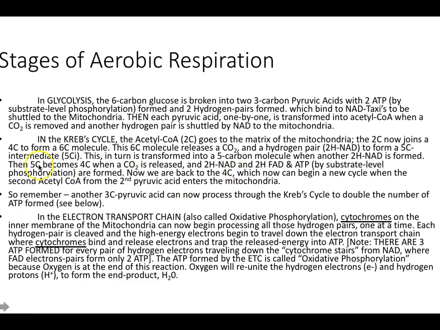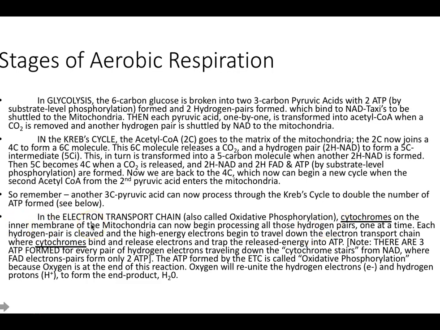So that is just a reminder that you always have that other pyruvate or pyruvic acid waiting in the wings for the first one to go around so it can then do a second turn of the Krebs cycle.